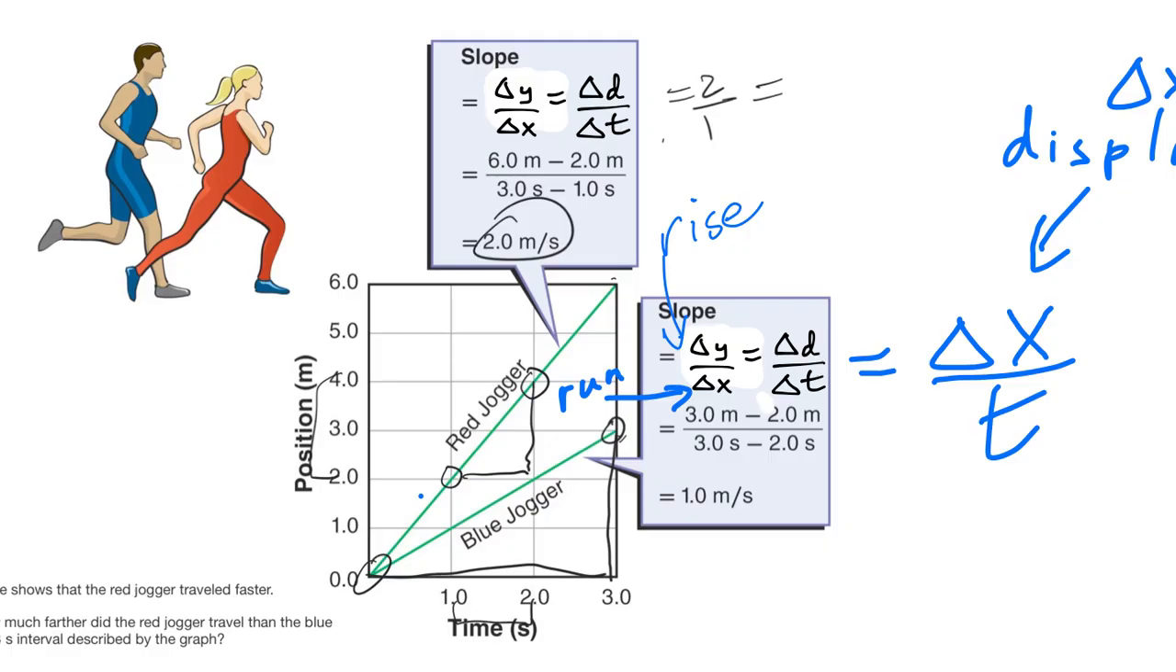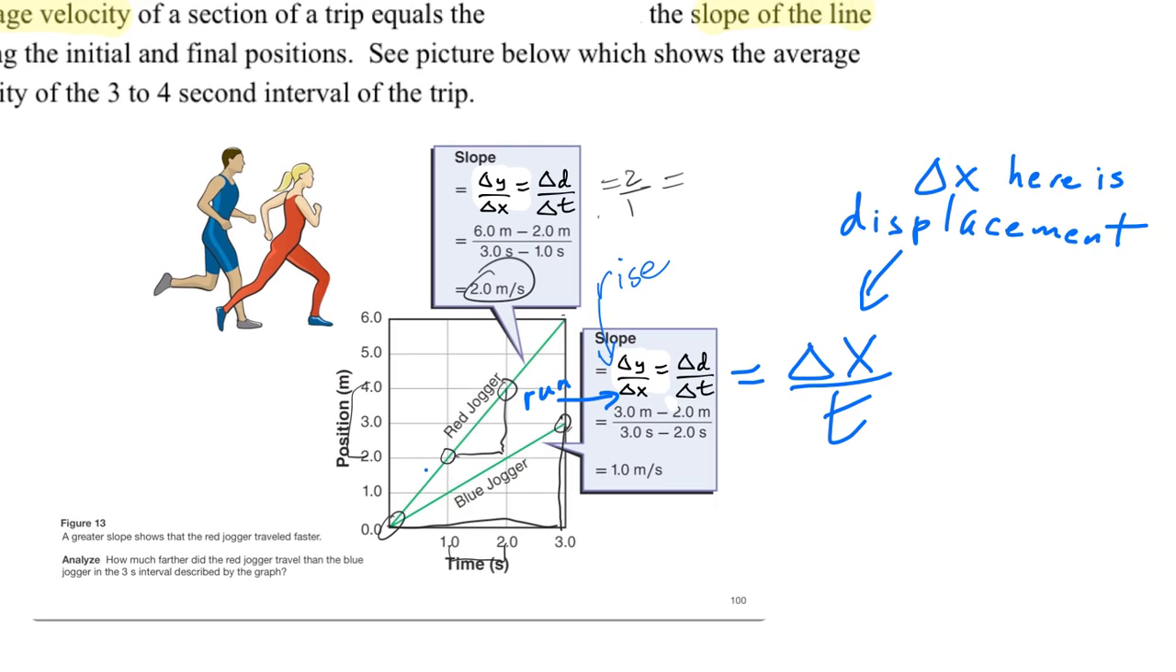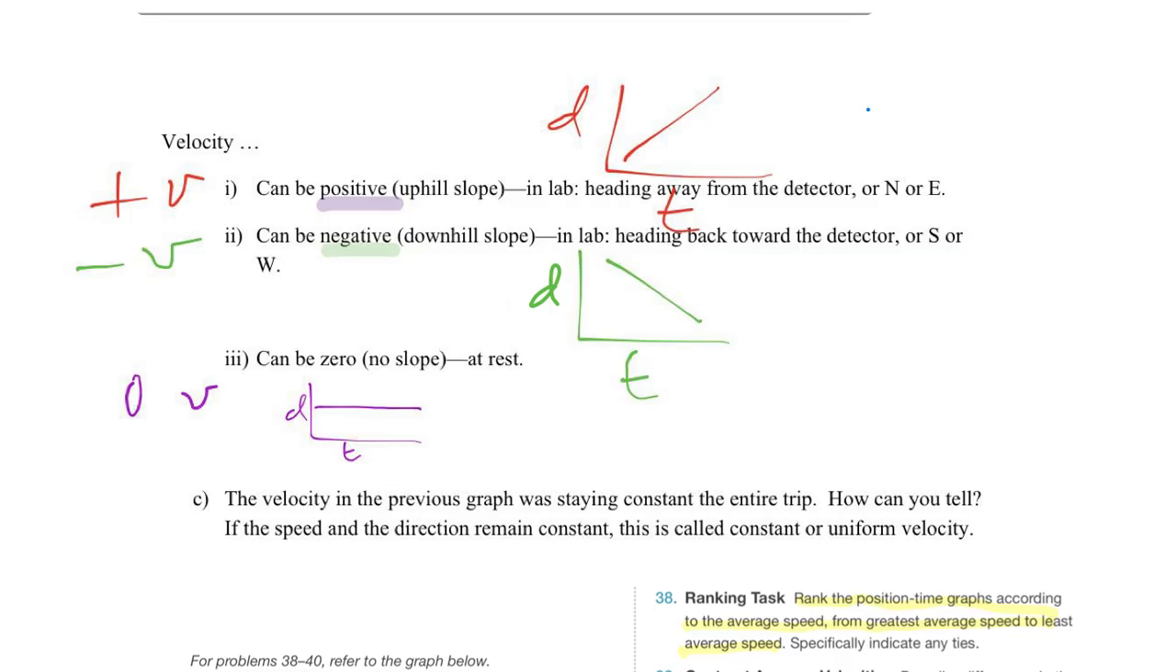Okay, so basically, without doing the math, you can see that the red jogger's line is steeper than the blue jogger's line, and so the red jogger is moving with a quicker speed. I don't like to do this as delta x over t, because delta x confuses you with the x axis. So it really is changing y over changing x.